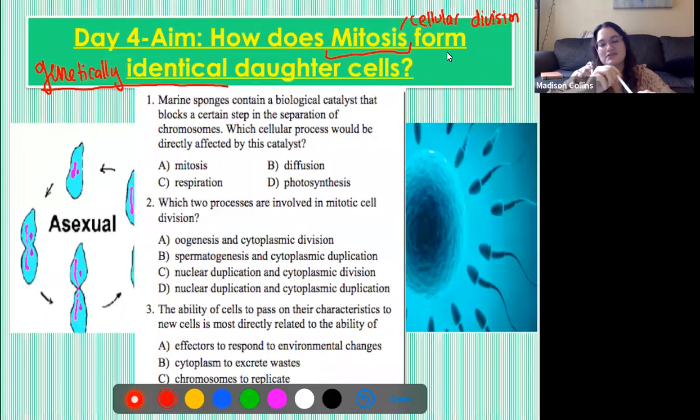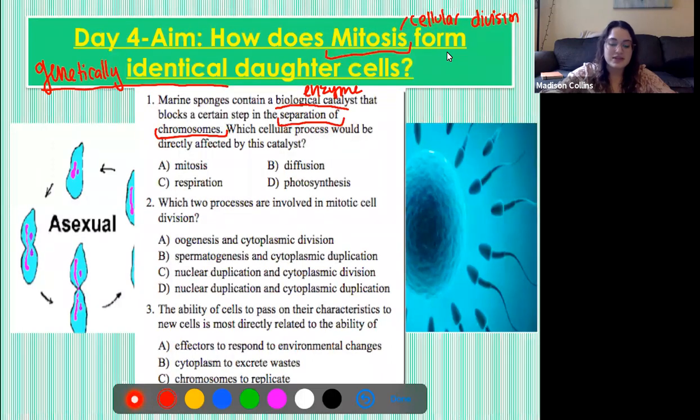Let's find out. First thing you guys have got is a do now. So go ahead and pause this video, answer questions 1 through 3, and press play when you are ready to review them. So number 1, marine sponges contain a biological catalyst. Remember, that's just another word for enzymes. So they contain an enzyme that blocks a certain step in the separation of chromosomes. Which cellular process would be directly affected by this catalyst?